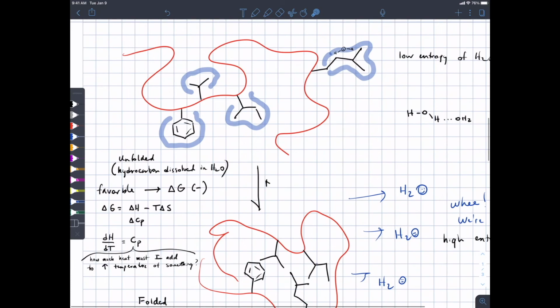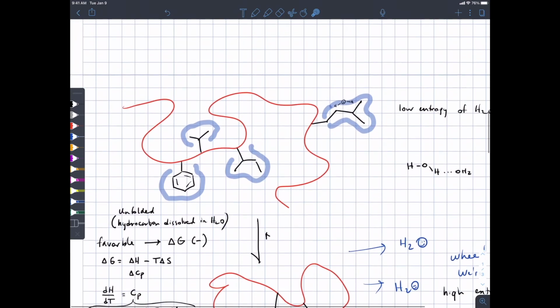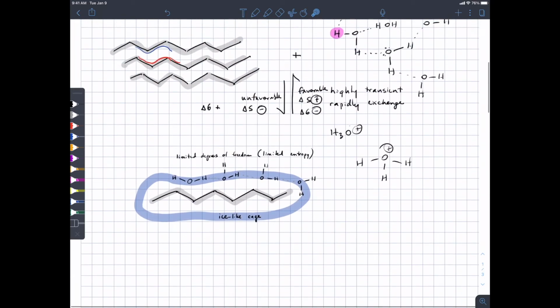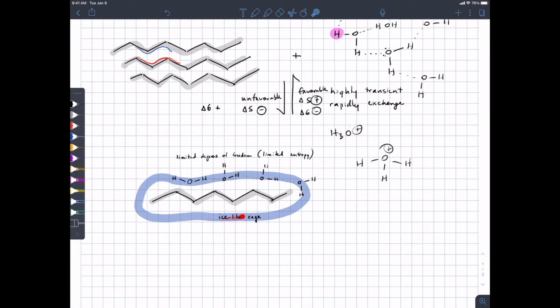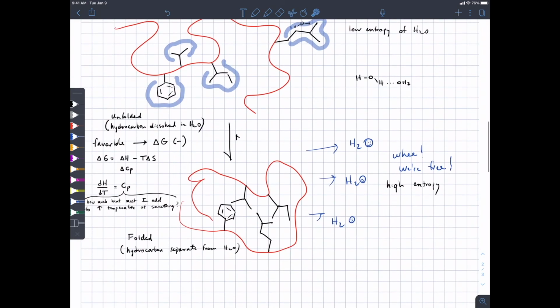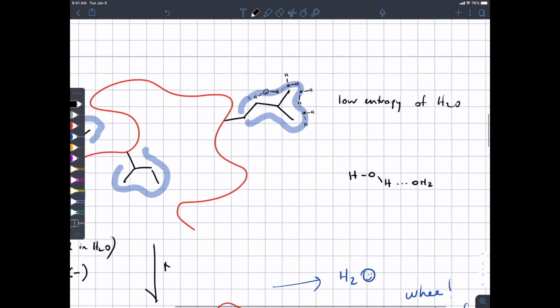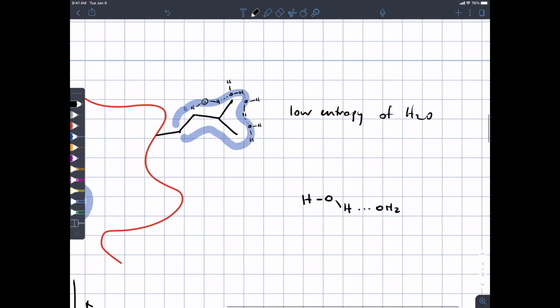Okay, so let's consider the situation before folding and after folding, or rather when the hydrocarbon's dissolved in water versus when it's not. Let's think about the water molecules. I told you that these water molecules have relatively few degrees of freedom, and that their interactions with each other in the immediate vicinity of the hydrocarbon are stronger. So low entropy of water, maybe tighter hydrogen bonding in what we will call the first solvent shell.